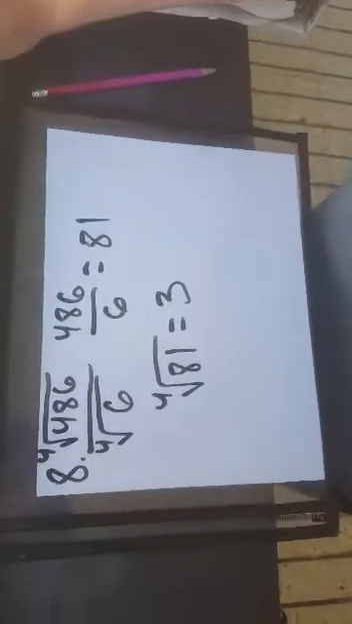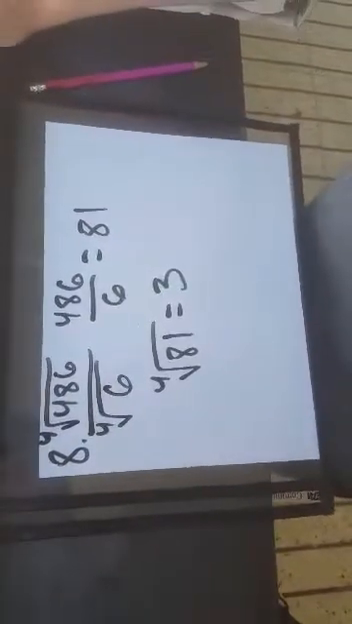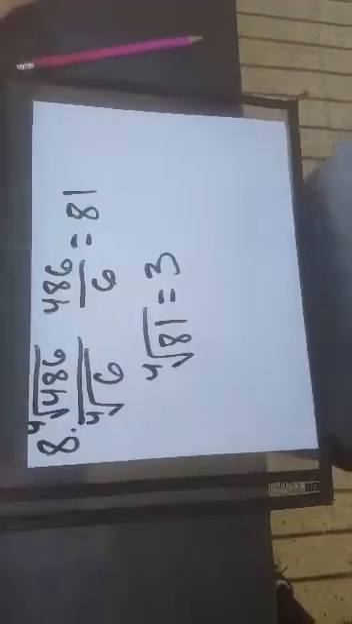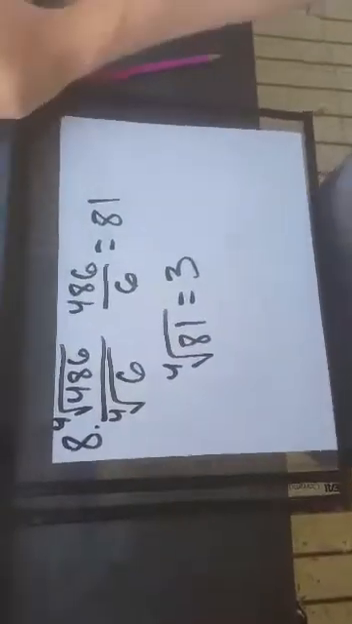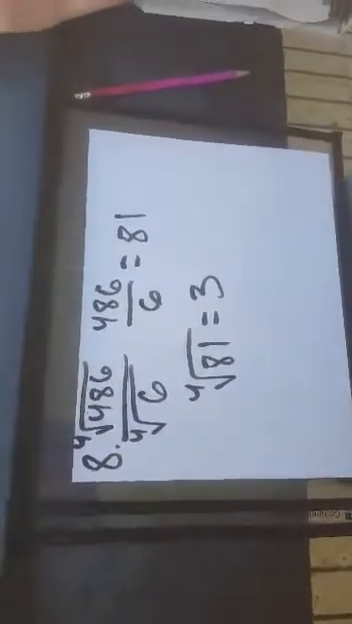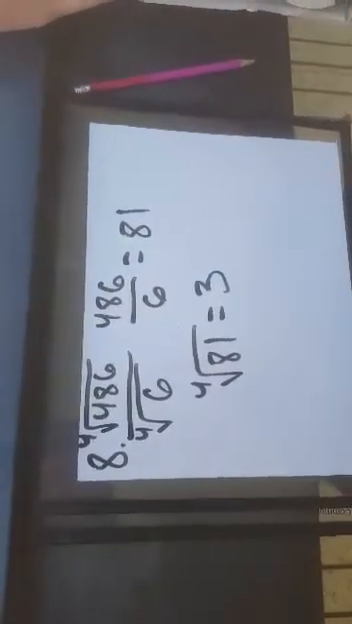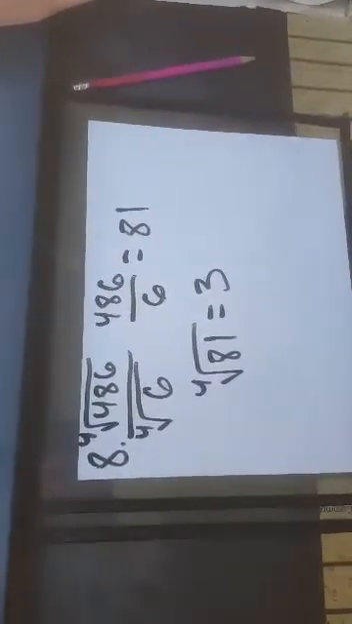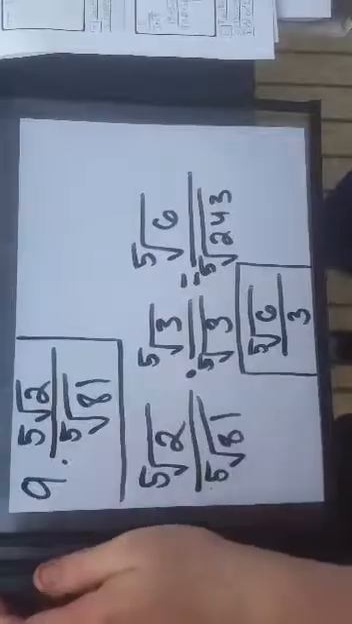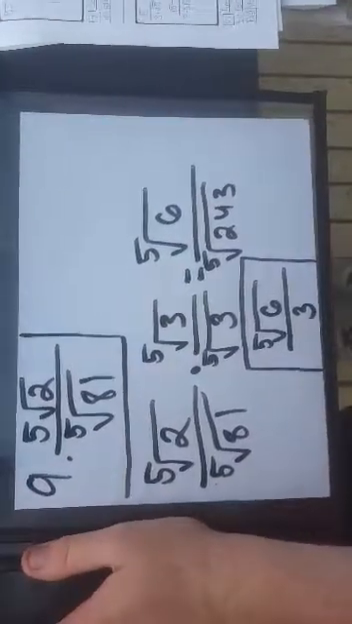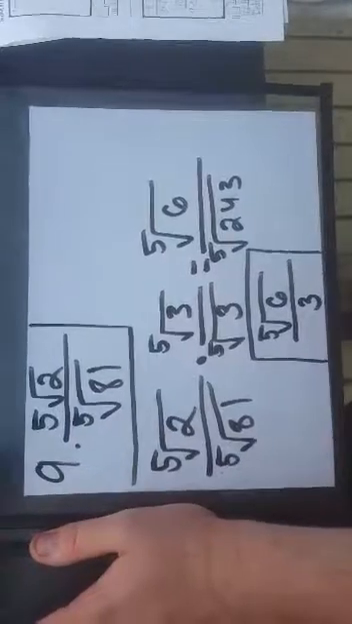Now, in this specific problem, you're able to divide 486 by 6. So you take them out of the radical and you divide them. This comes out to be 81. Now, after you divide them, you have to put them back into the fourth root, which comes out to be 3.